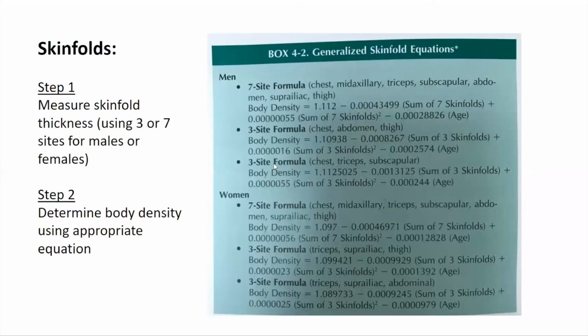I also wanted to point out that when you take the sum of the 7 skin folds or the 3 skin folds, this is the sum of each skin fold that you have taken. And so for this body density, this equation continues onto the next line. So this is one very, very long equation, and this is the subject's age. And notice that this is the sum of 3 skin folds squared. So when you're doing these equations for lab, make sure that you either use a graphing calculator or use Excel for the calculations.